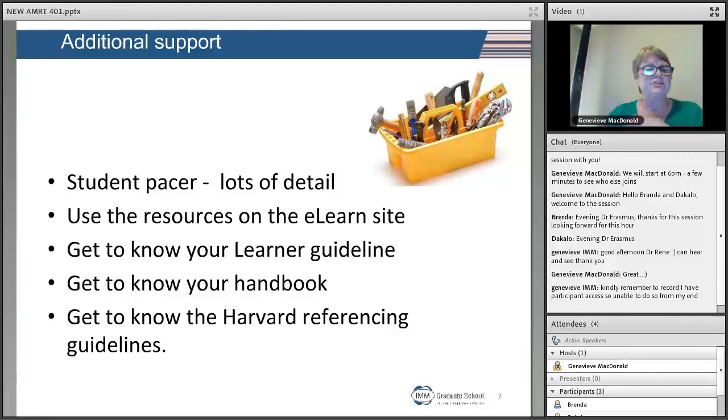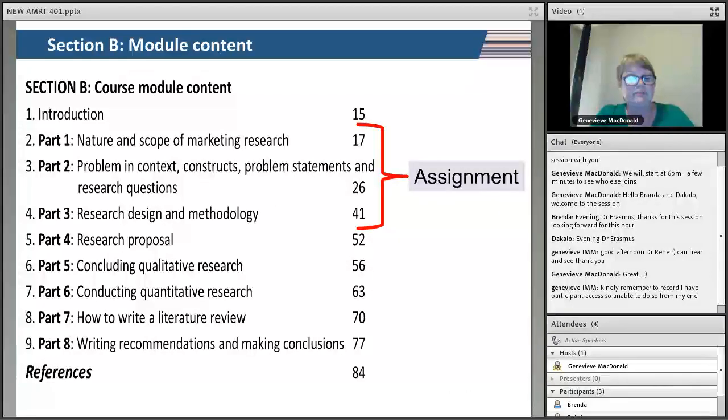Again, the student pacer has a lot of details spelling out exactly what you are expected to know under that particular section. Use the resources on the e-learning site. Get to know your learner guideline. Get to know your handbook, how to find information in the handbook, and very important, how to reference properly.